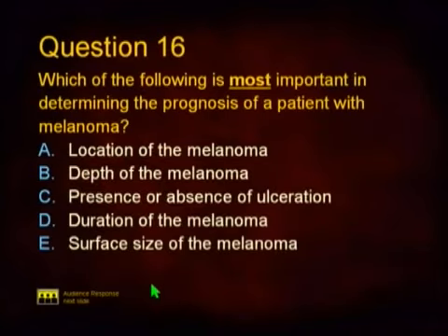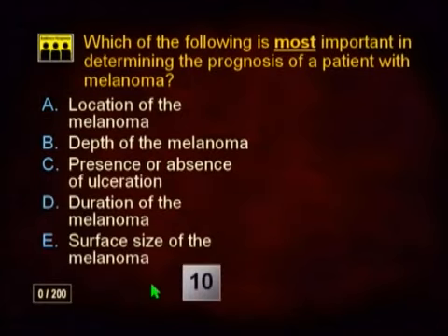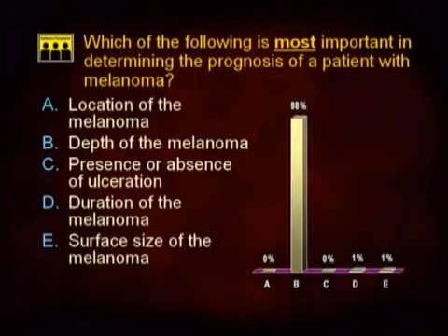So here's your chance to vote. What is the most important prognostic factor in a patient with melanoma? All right, good. So the depth of the melanoma is most important. And again, that's why you want to try to remove the whole thing so that you can see exactly where it is deepest, because that's going to be most important for prognosis.